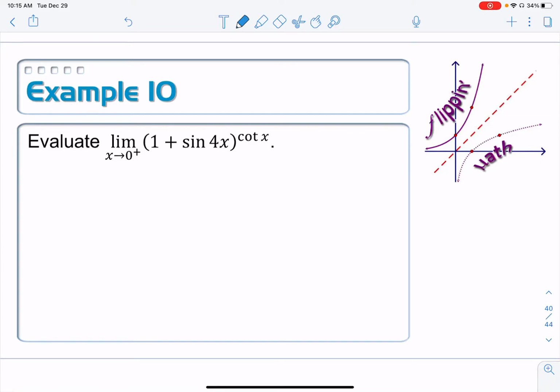So what'd you get for this final example, example 10 here? Did you get 1? Did you get 0? Did you get pi or something like that? If you did, you're wrong. So let's see what you may have done right, what you may have done wrong.